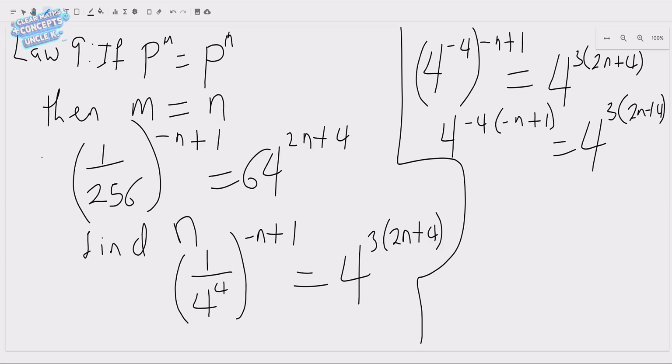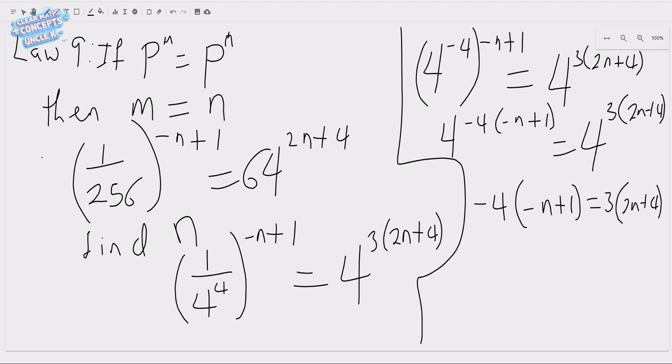Definitely. Now you can see that the bases are the same, right? 4 equals 4, and each is raised to some power with variables. So we are not cancelling. Pay attention. Don't say 4 cancels 4. No. You are only equating the powers because the bases are the same. So you have minus 4 times minus n plus 1 equals 3 times 2n plus 4.